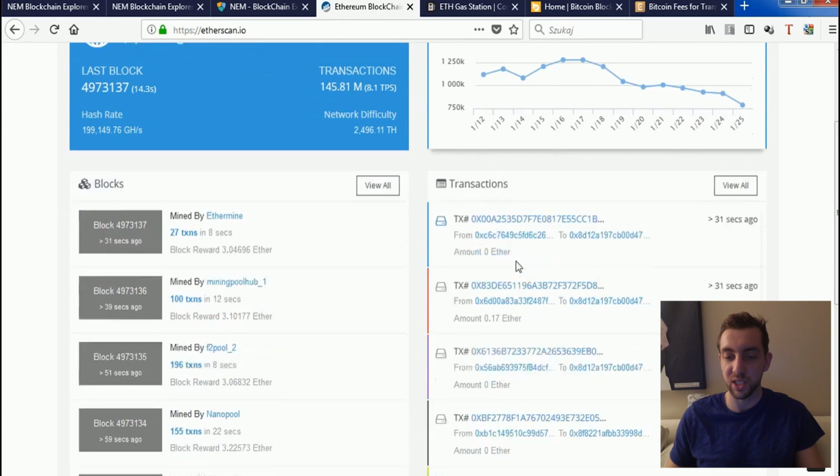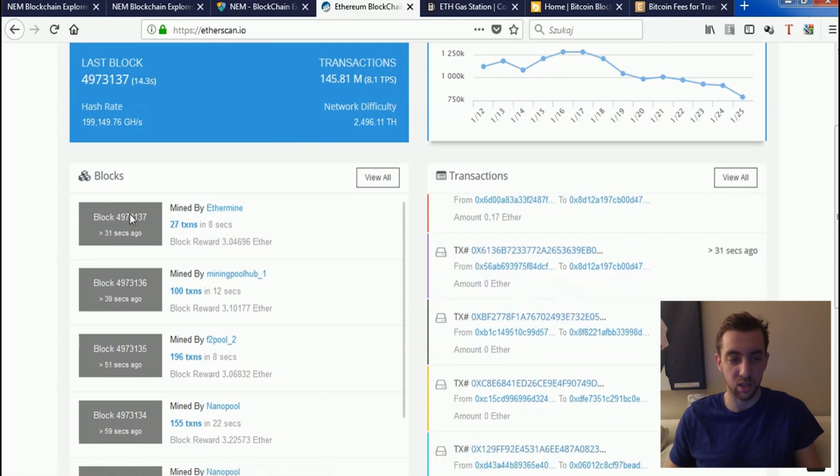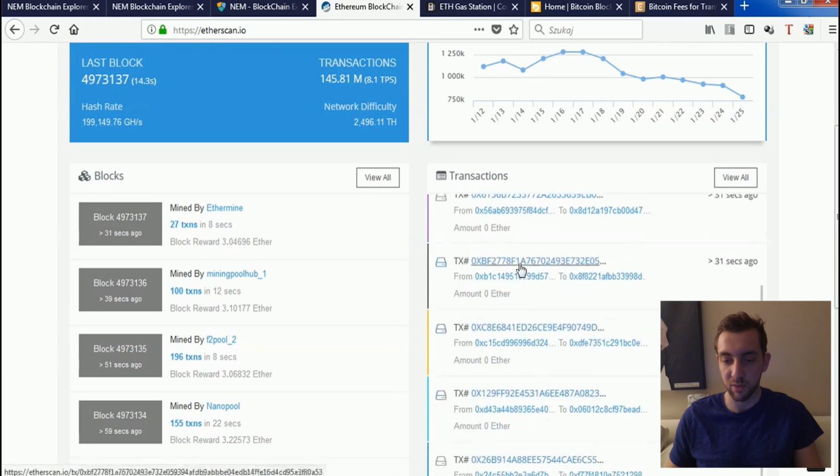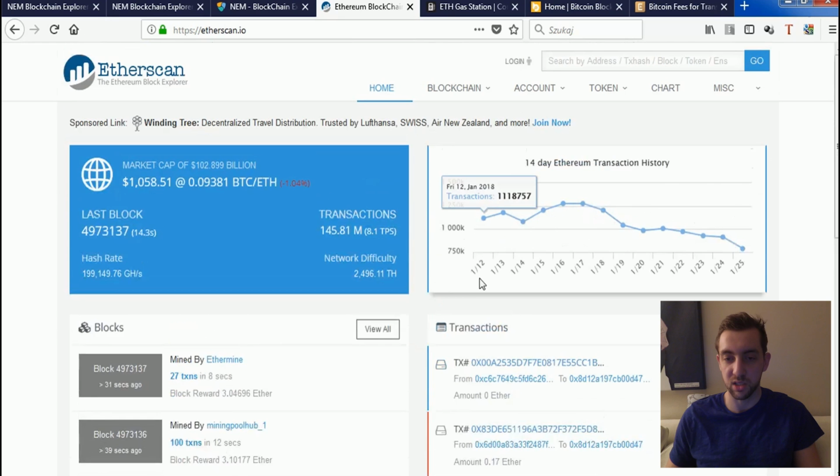Also, here we see the transactions one by one in this latest block. They will have different amounts, different messages, different contracts. It all depends. The median block time of the Ethereum blockchain is like 15 seconds for a block. Here we can see the last block took 40.3 seconds, but the median is like 15 seconds.